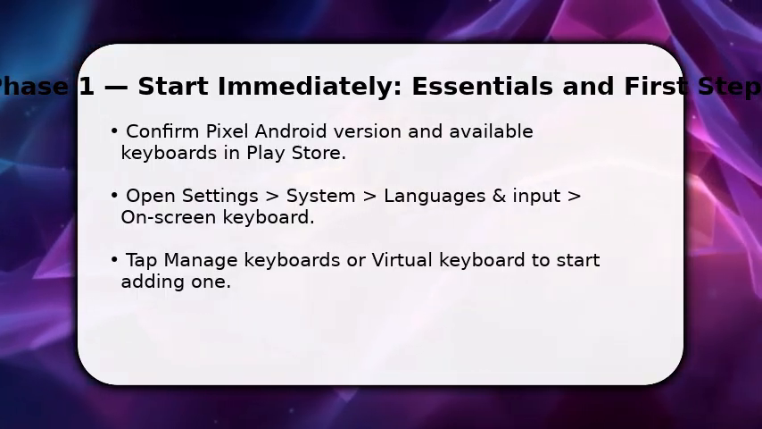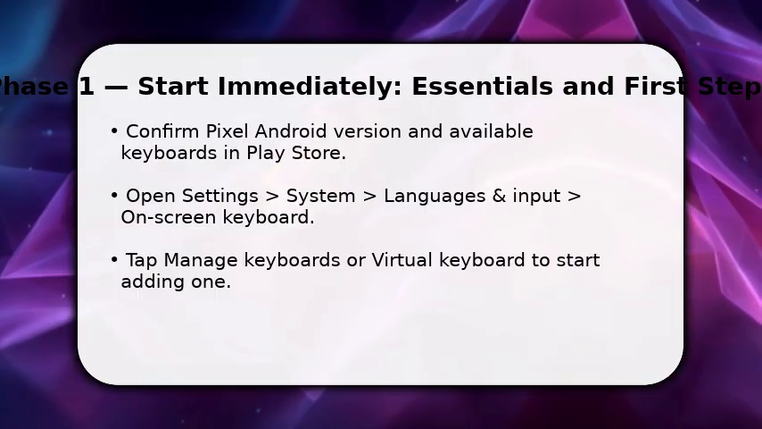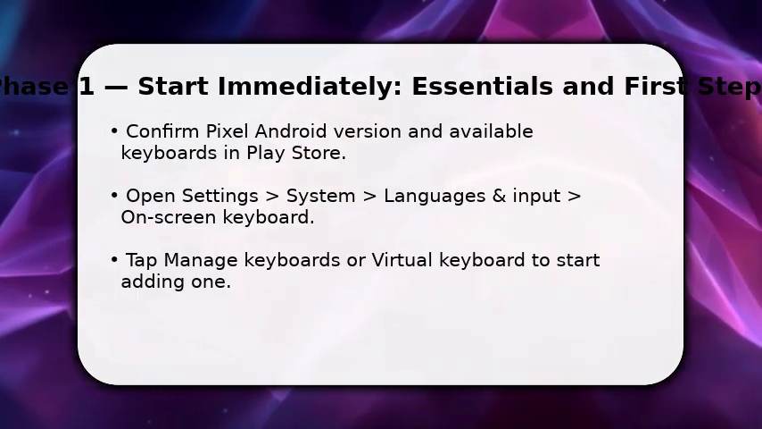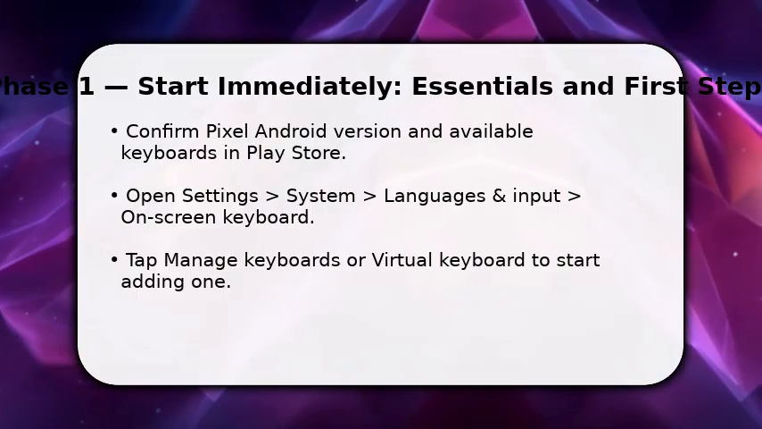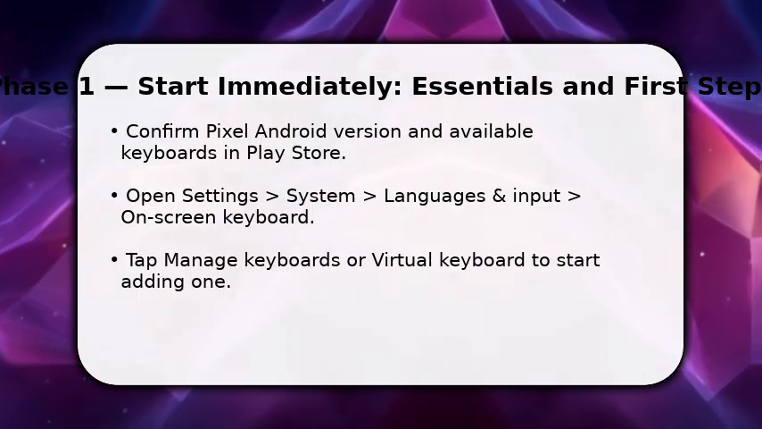If a keyboard is already installed, toggle it on to Enable. If not, keep this screen open. You'll return here after installing a new keyboard from Play Store. This ensures you can enable and test right away.